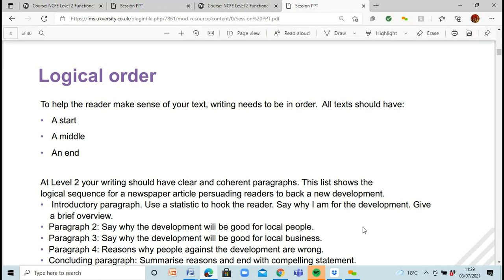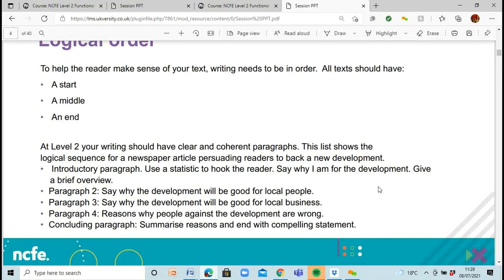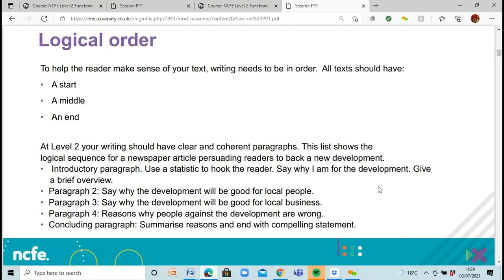We've got a list here, which will show us the sequence of how we can write. The sequence is for something like a newspaper article. You start off with an introductory paragraph, where you try and hook the reader. That introductory paragraph should be interesting, say why you're doing what you're doing, and give a slight overview. Paragraph 2 should say why the development will be good for people. This is an article persuading readers to back a new development, a new building that's being made. Paragraph 3 should say why the development will be good for local business.